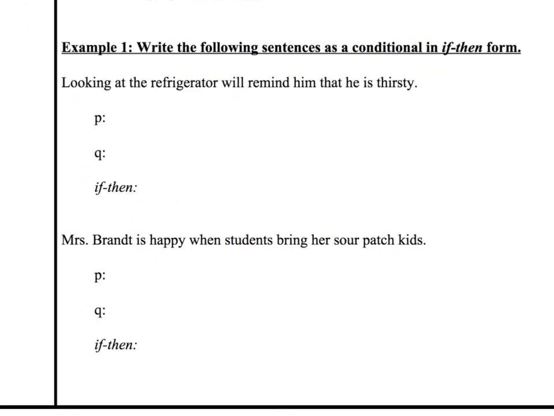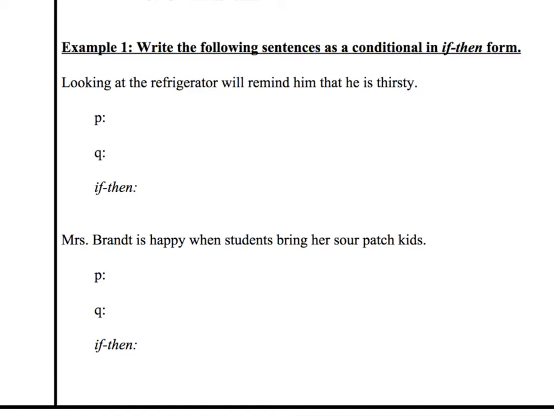If you get confused, some things you can do: figure out the hypothesis, P. Figure out the conclusion, Q. And then put them together in if-then. If hypothesis, then conclusion. So, looking at the refrigerator will remind him he is thirsty. This is from that book, The Mouse. Looking at the refrigerator will remind him that he is thirsty.